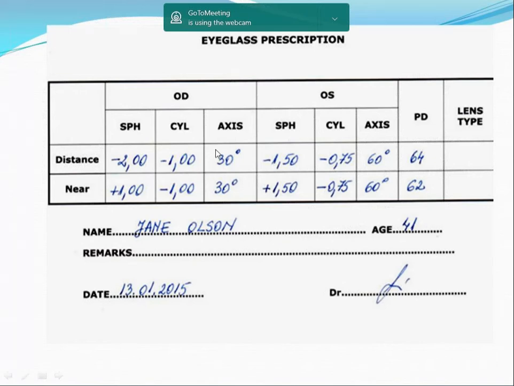This is not important for you at the undergraduate level. Writing a prescription is not important. Just for completeness' sake, I have shown you.